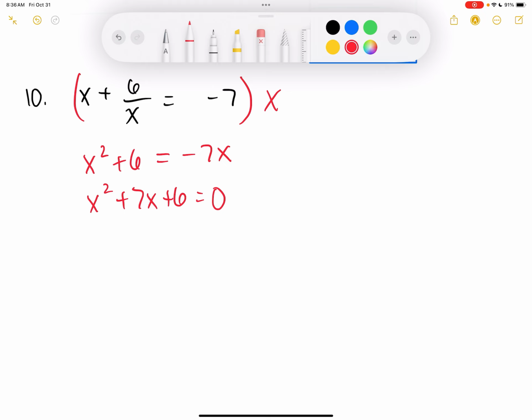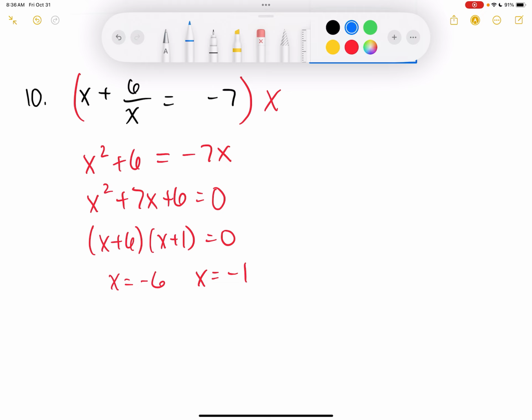Can this be factored into what? x plus 6, x plus 1. So x would be equal to negative 6, or x is equal to negative 1.